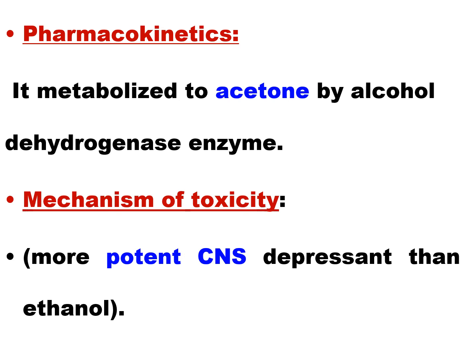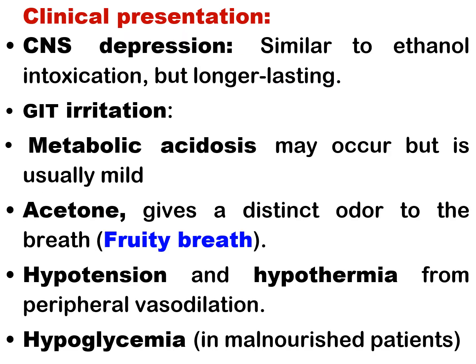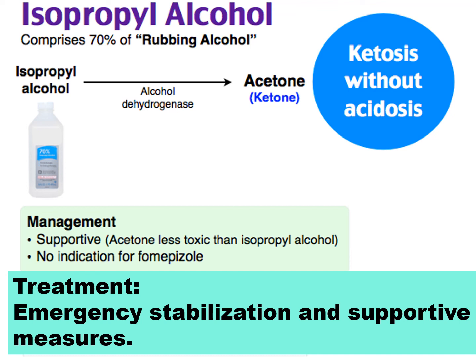More potent CNS depression without induction of metabolic acidosis. Manifested by CNS depression, gastrointestinal irritation, mild metabolic acidosis or ketosis. Acetone produces a fruity breath smell, induces hypotension and hypothermia from peripheral vasodilatation, and induces hypoglycemia in malnourished patients. Ketosis without acidosis. Mainly supportive measures, no need for antidote due to the less toxic acetone metabolite. No need for fomepizole or antidote. Only supportive measures.